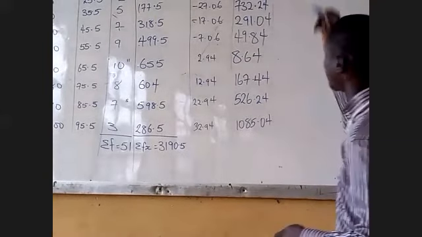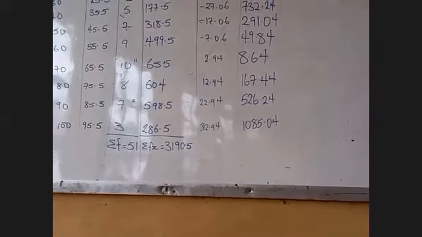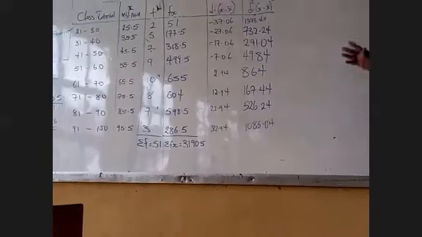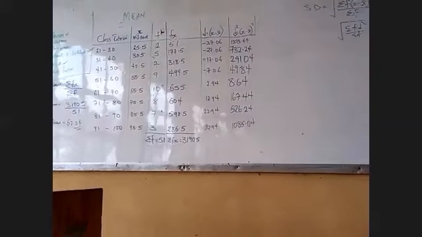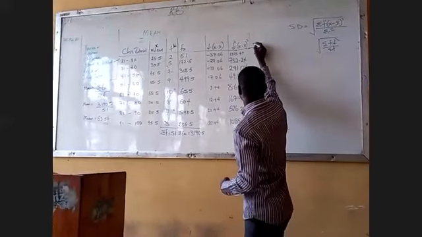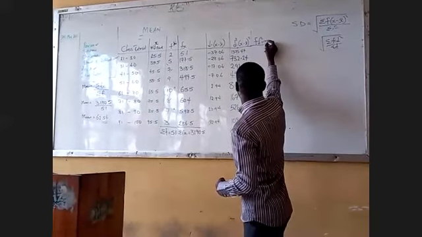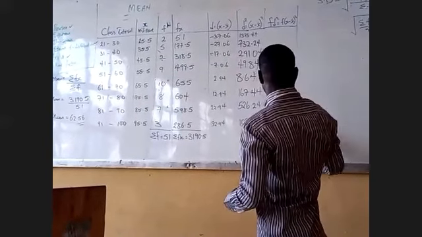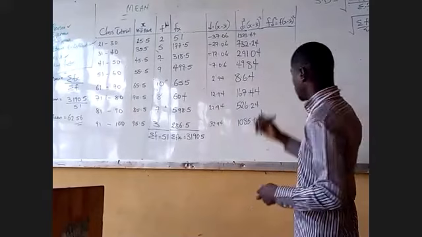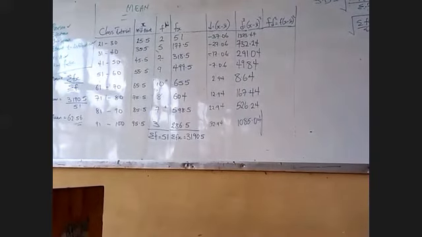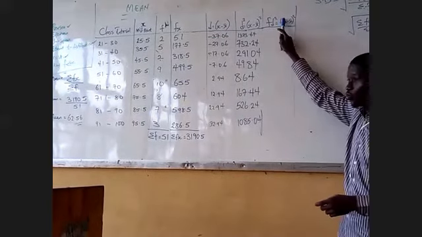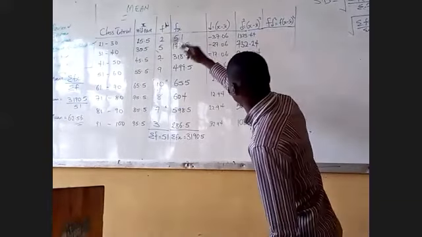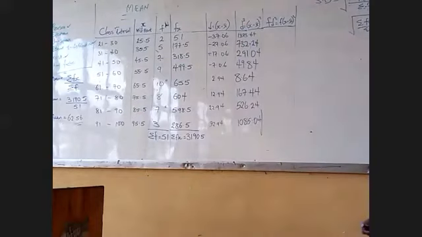Now, the next thing I need, again, I'll come back to my formula. I need f d squared. Is it not? That is the frequency multiplied by the square of the deviation. So on my table now, I'm just simply going to put f d squared, or f multiplied by (x minus the mean) squared. Please, I hope we are all getting what we are doing. So you multiply the frequency times this answer here. That is it. So what is 2 multiplied by 1373.4?